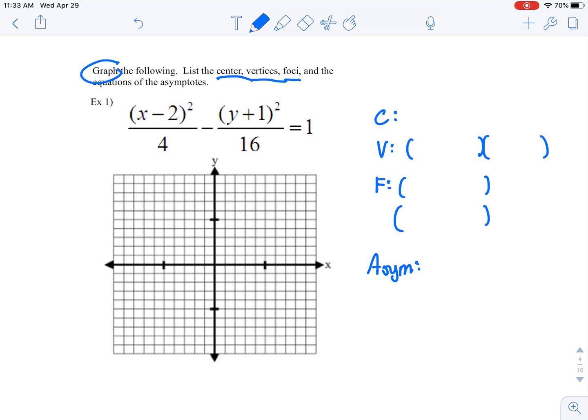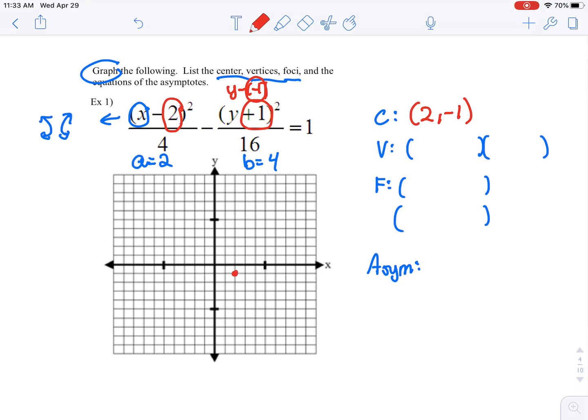Okay, first, notice that since the x comes first, we know that this hyperbola is going to be opening left or right. My A value is going to be 2. My B value is going to be 4. And my center point is at 2. And then remember, it has to be in terms of subtraction. So technically, my center point is at 2, negative 1. So we'll start with identifying our center, plotting our center, 2, negative 1.